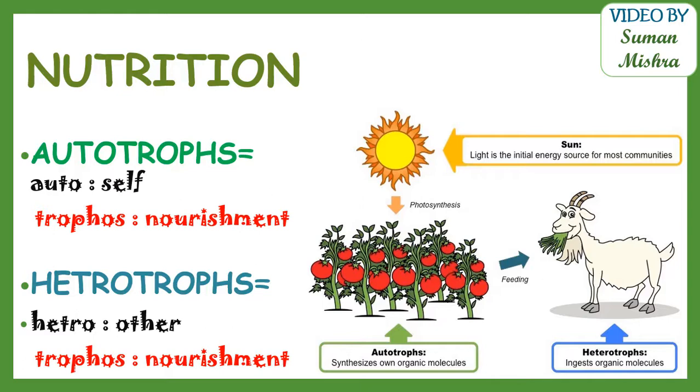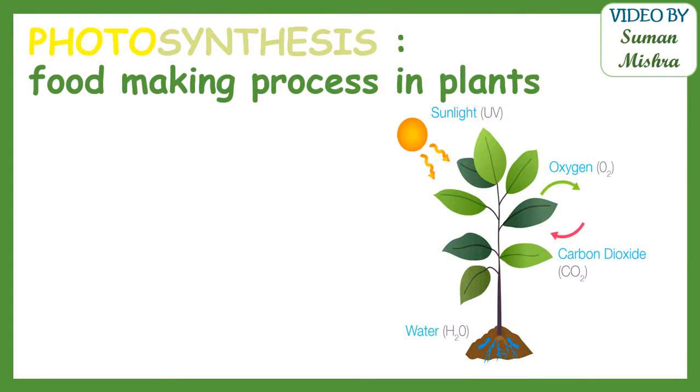Okay, so basically autotrophs are who synthesize their own food, and heterotrophs are we all, animals and human beings, depend on our food on these animals and plants, so they are called as heterotrophs. Okay, and the basic source of energy is sun. Now let us see how the plants make their food, because in this chapter we are going to see about nutrition in plants, so we are going to discuss how these plants make their food.